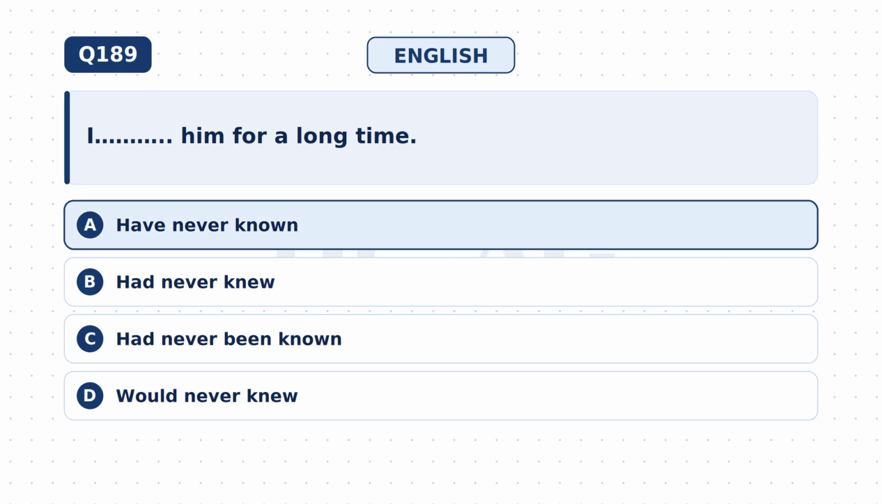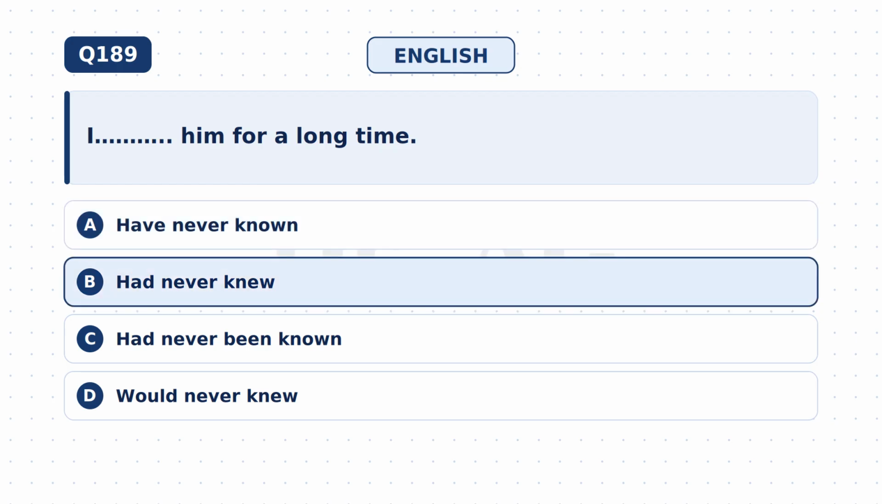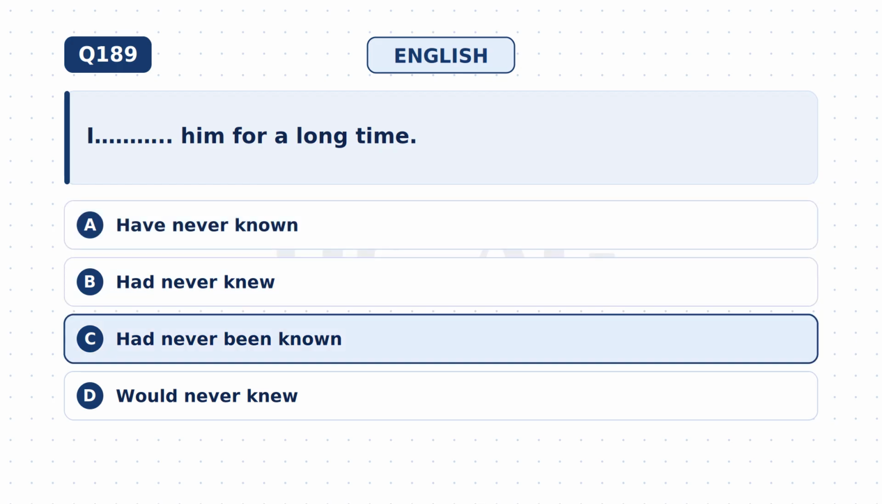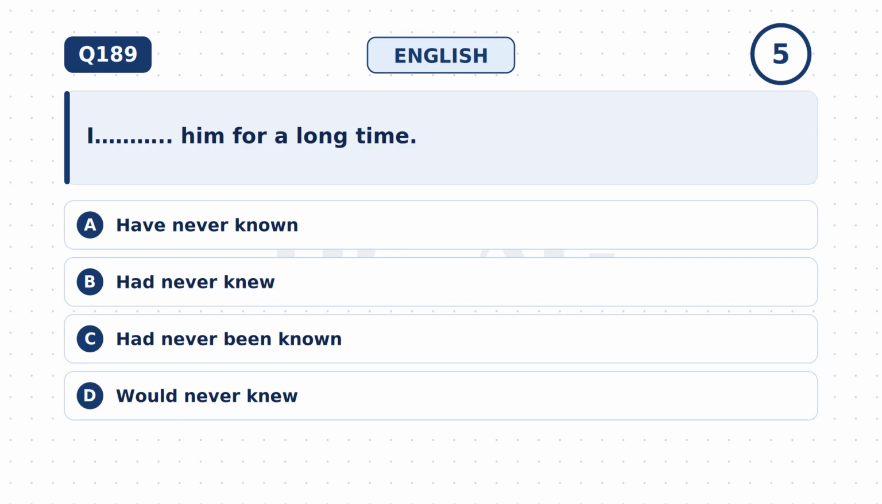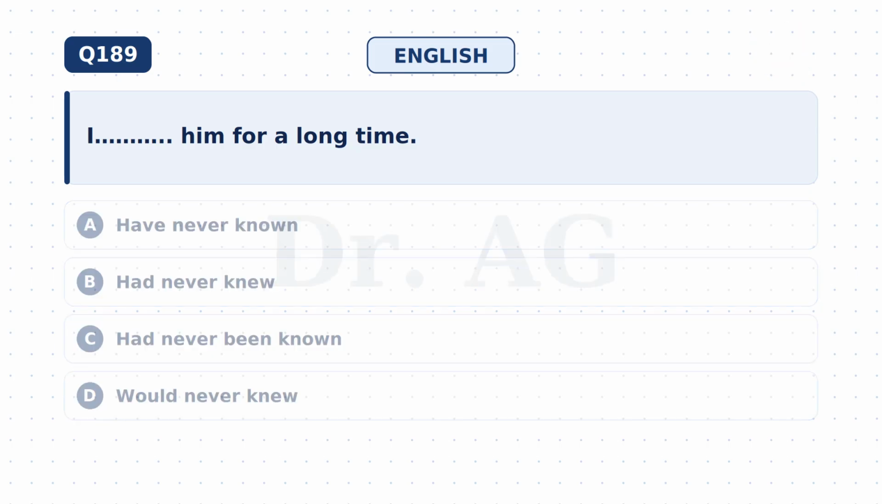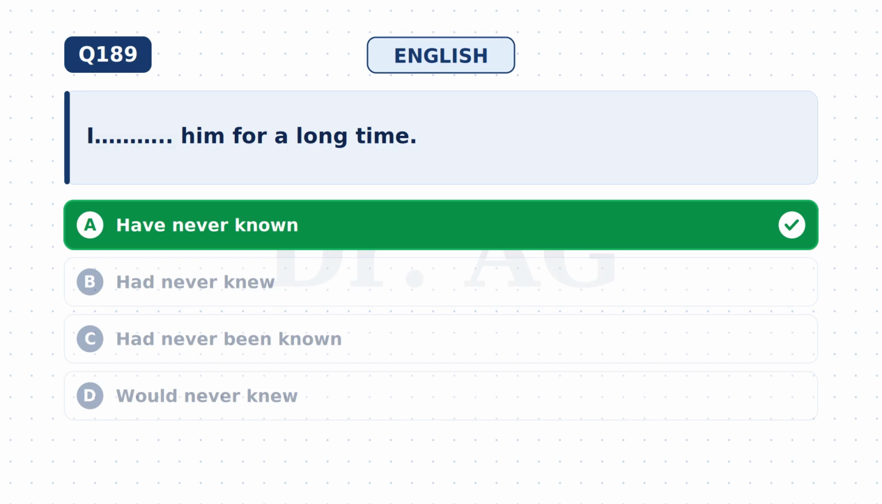Option A, have never known. Option B, had never knew. Option C, had never been known. Option D, would never knew. The correct answer is A, have never known.